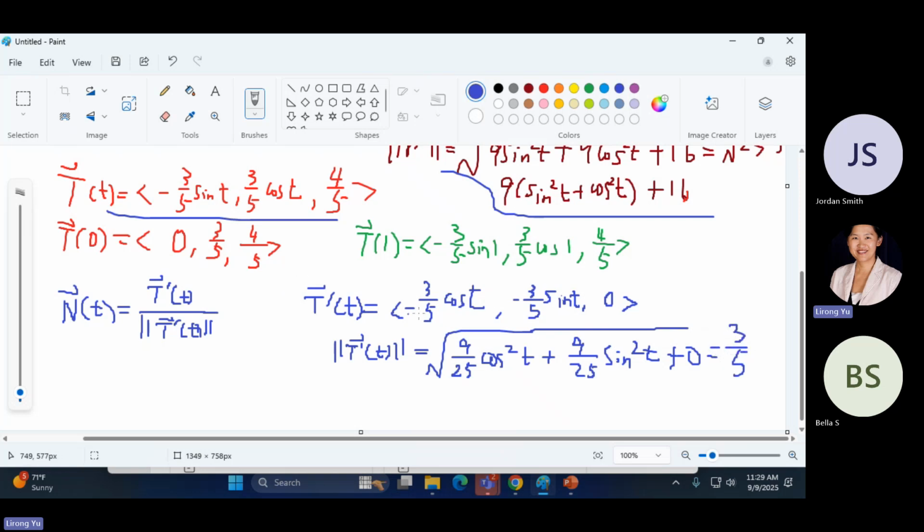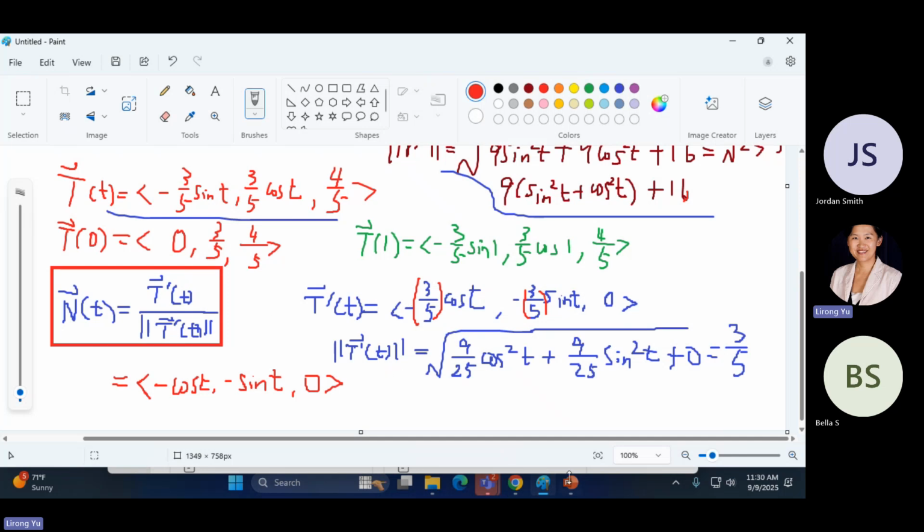That means every component here you divide by 3/5. So follow the definition: every component in T prime is divided by 3/5. The coefficient 3/5 is now divided out, and we have the components negative cosine t, negative sine t, and 0.